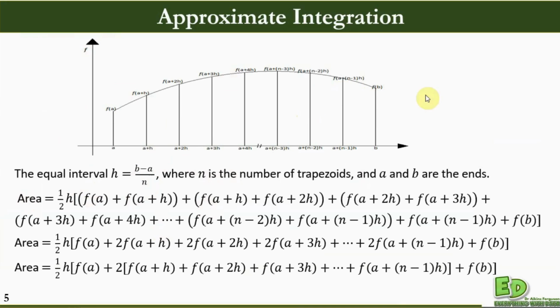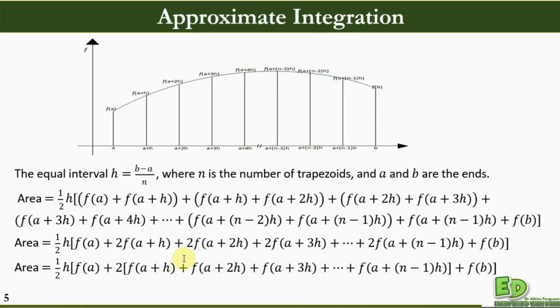You see, we have our curve here, and then the curve has been divided into equal sized trapeziums or trapezoids, right? See, it starts from A to B, or f of A plus h, f of A plus 2h, f of A plus 3h, f of A plus 4h, all the way to f of B, right? So the curve has been divided into equal size trapeziums. The equal interval, that's the horizontal distance, right, from A to B over here.